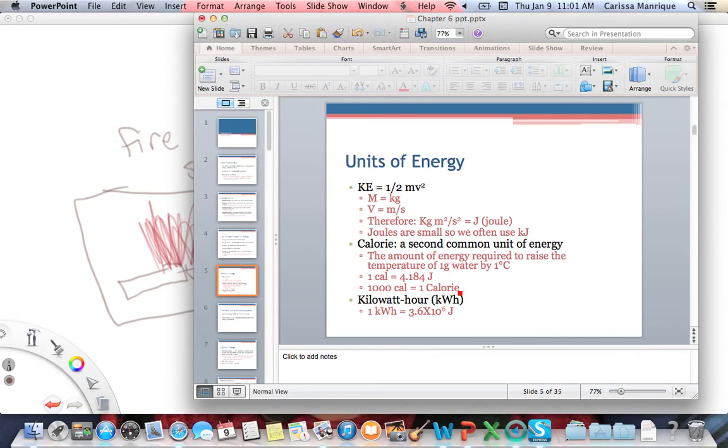In chemistry, a lot of times though, we use joules or kilojoules. In food, we use calories. And then a lot of times in energy, like your house or whatever, we'll use kilowatt-hours. But they're all just units of energy. Again, nothing different than saying an inch versus a centimeter. They're all units of distance. It's just a different way of expressing it.